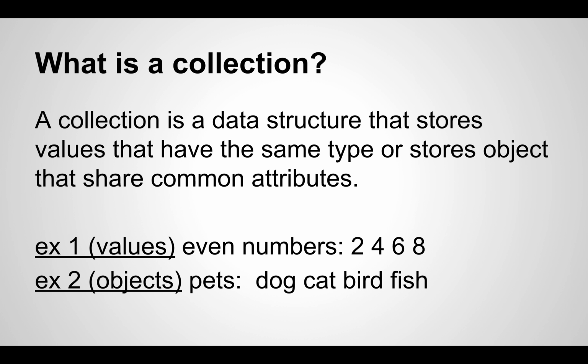that share common attributes. Okay, so in example 1, we store values inside of that collection. The values that we store here are even numbers, such as 2, 4, 6, 8. So this collection stores 4 even numbers. And then in example number 2, we are storing objects, which are pets, animals, such as a dog, a cat, a bird, and a fish. So in example 2, we store 4 objects, or 4 items, within that collection.